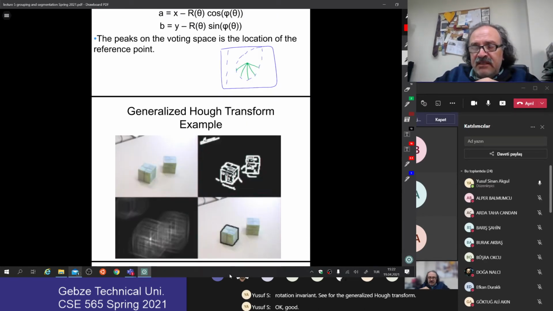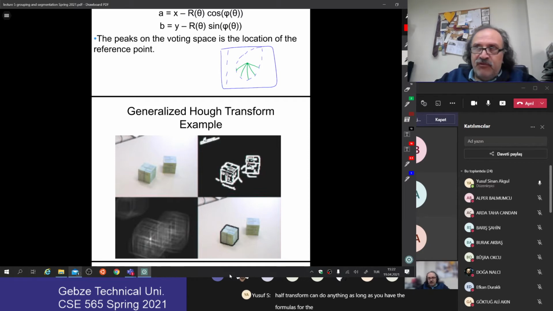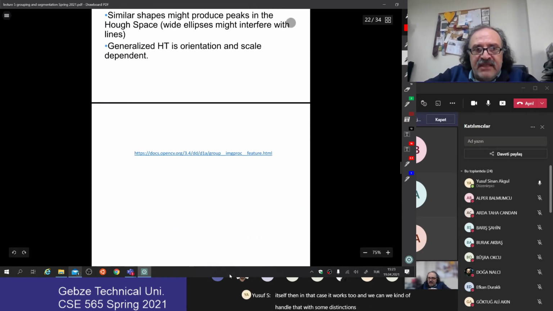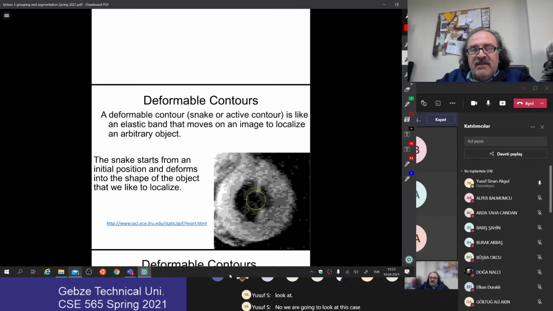So we started looking at the line detection with a simple formula. Then we looked at the circles. Then we said that Hough transform can do anything as long as you have the formulas for the shapes that you like to find. But what if you don't have the formula but you have the shape itself? Then in that case it works too, and we handled it with some restrictions. Now we are going to look at this case, deformable contours.